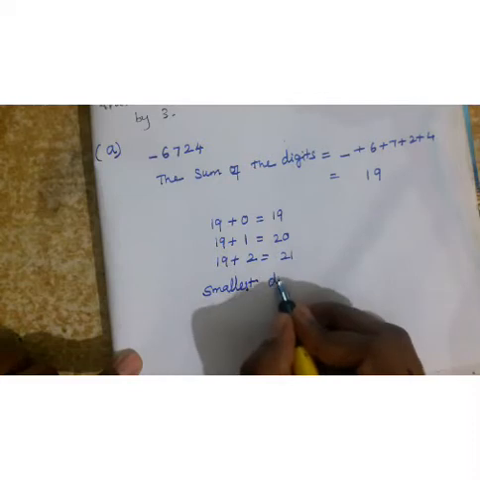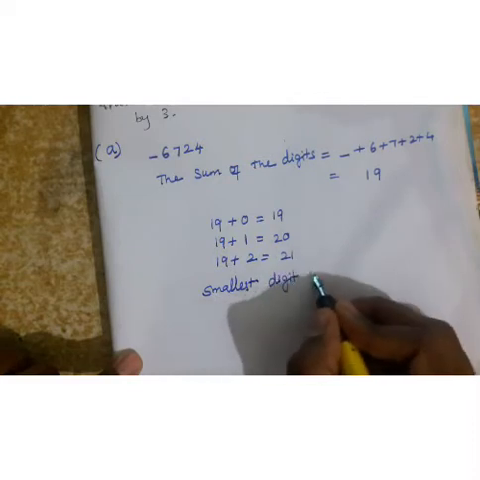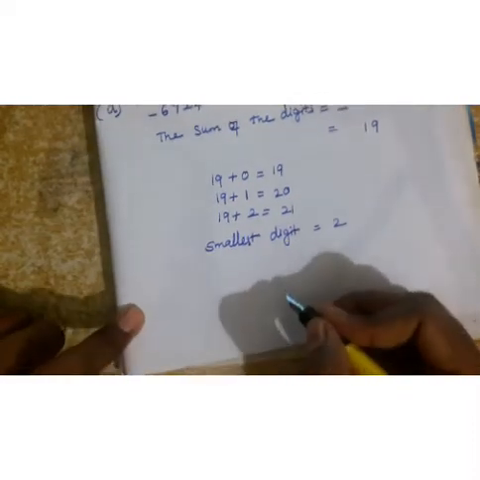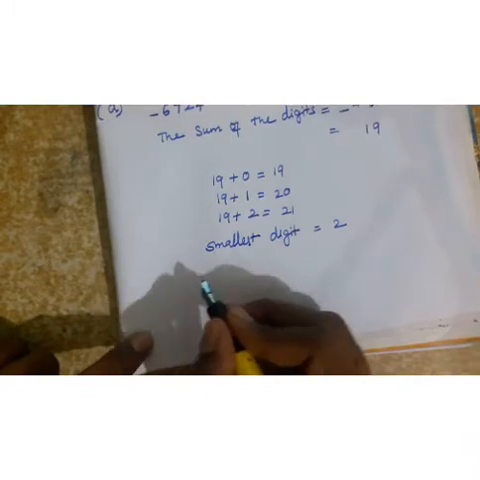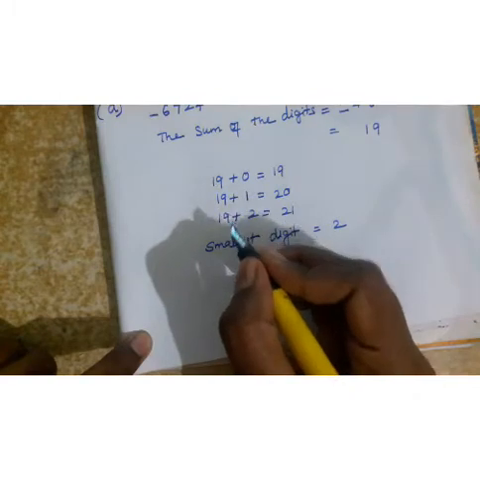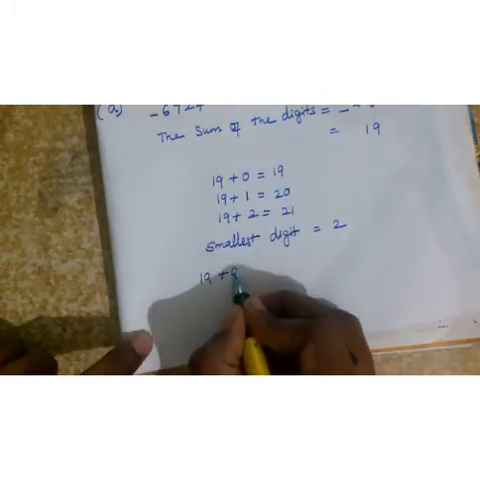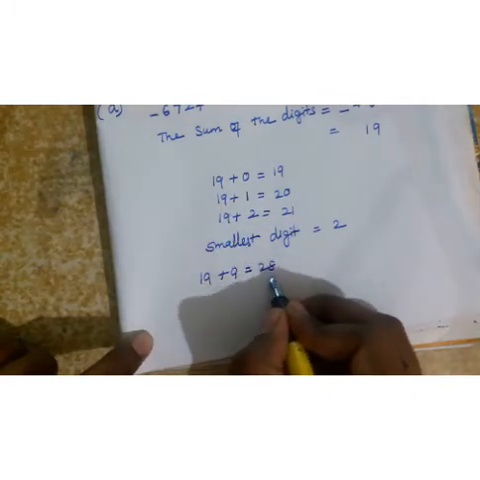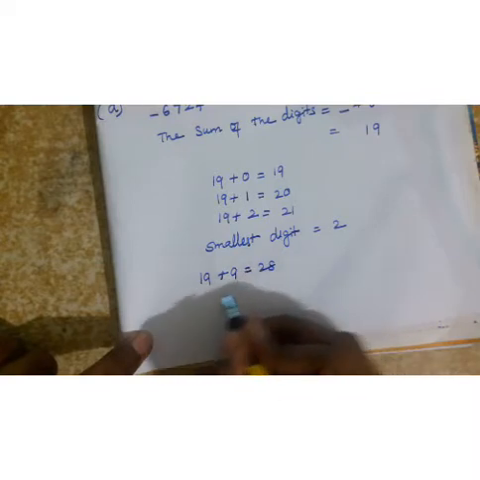Smallest digit equal to 2. Now let's find the greatest digit. The greatest digit that can be added is 9. So 19 plus 9 equal to 28. But 28 is not divisible by 3.